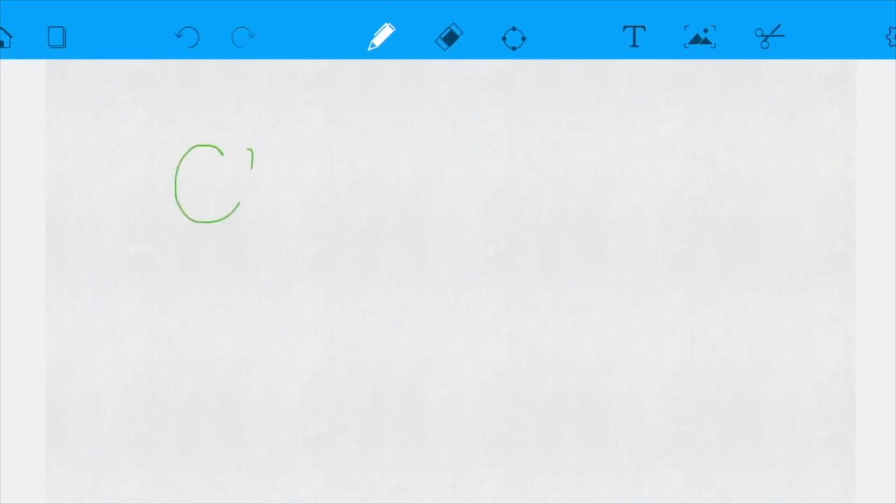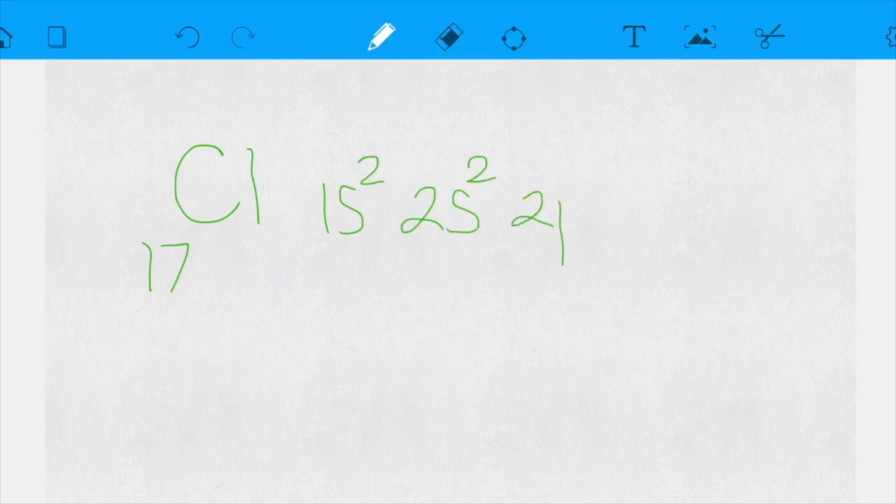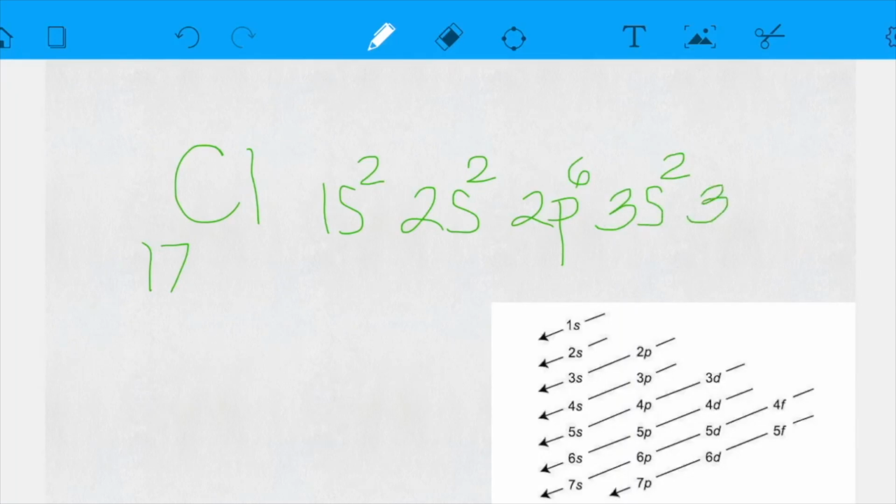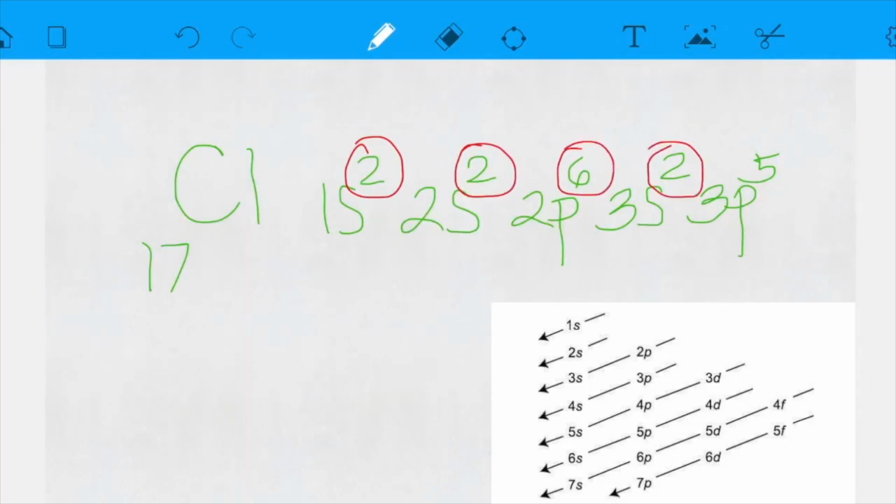So let us take another example, Cl17. So we write 1s2, 2s2, 2p6, 3s2, and then 3p5. So following again our format, we count the number of electrons given. 2 plus 2 plus 6 plus 2 plus 5 is equal to 17. Again, protons and electrons are equal.